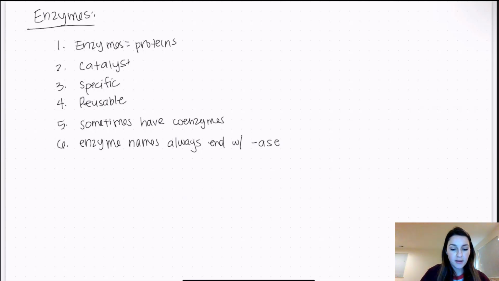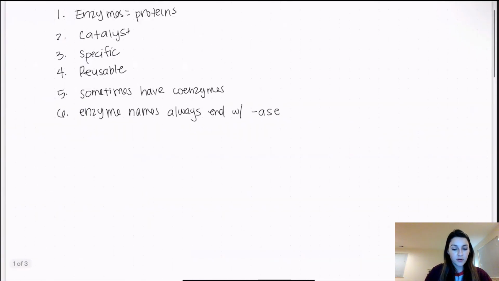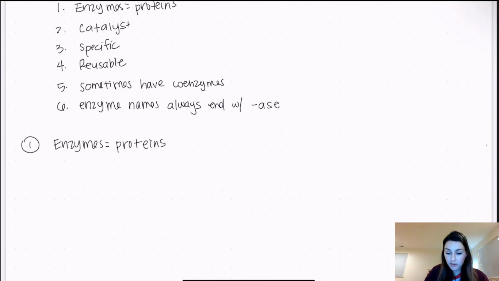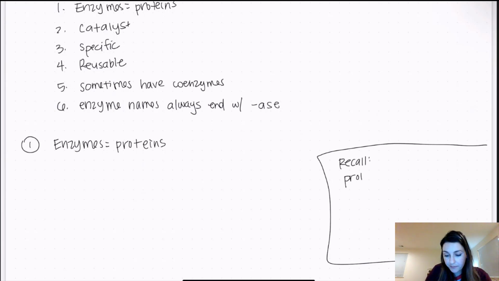So let's dive in. The first thing is that enzymes are proteins. And if we remember, let's draw a little recall box over here. Recall. Proteins, those are one of our four major biomolecules. Proteins are large molecules made of amino acids. So that's recall number one.